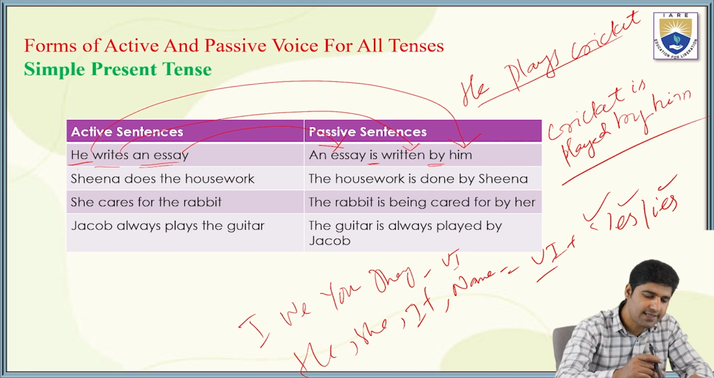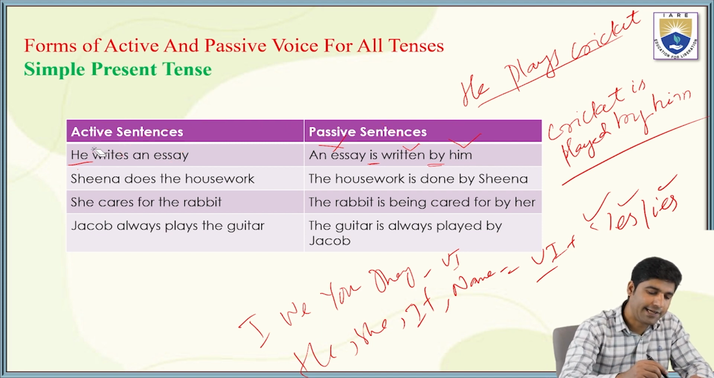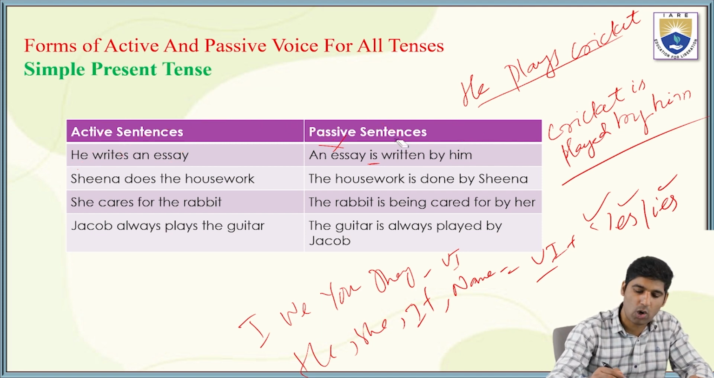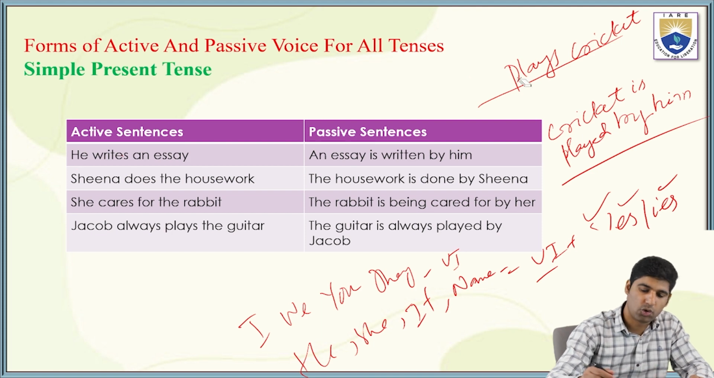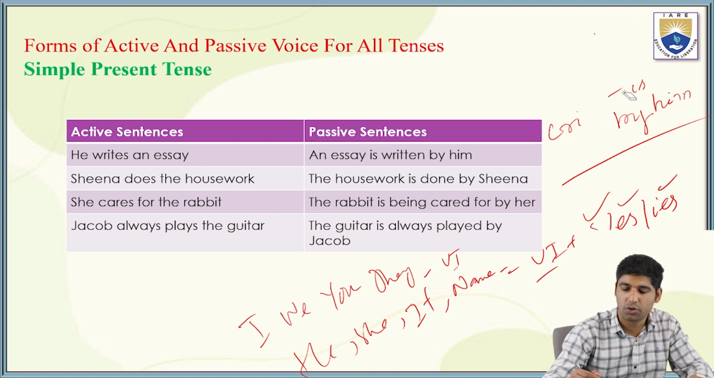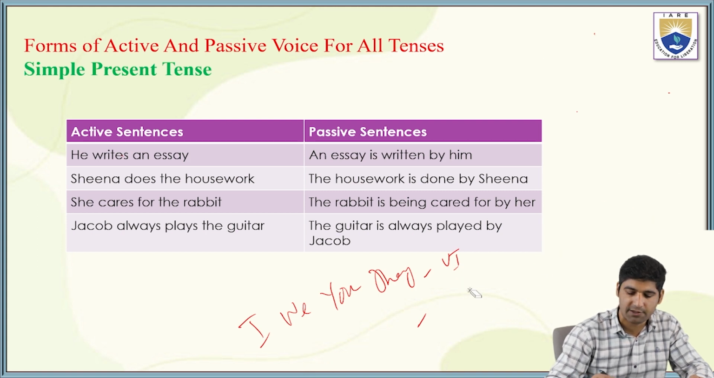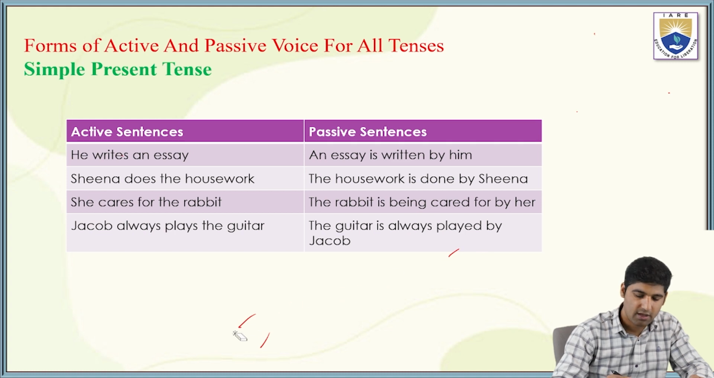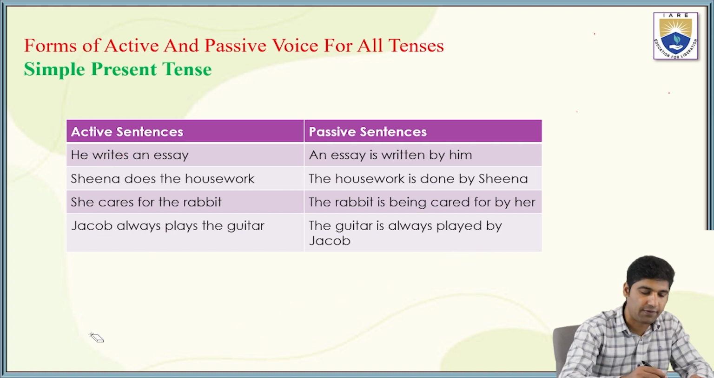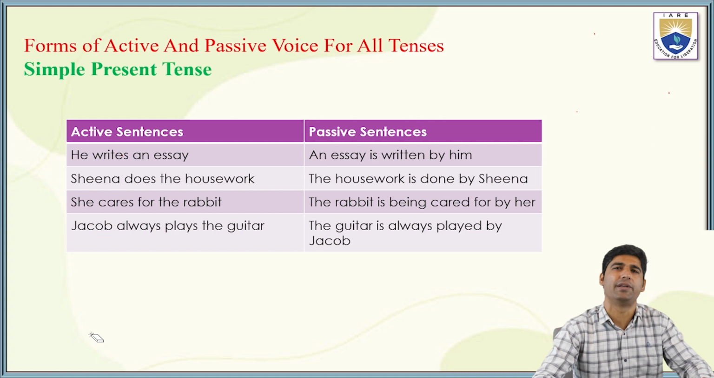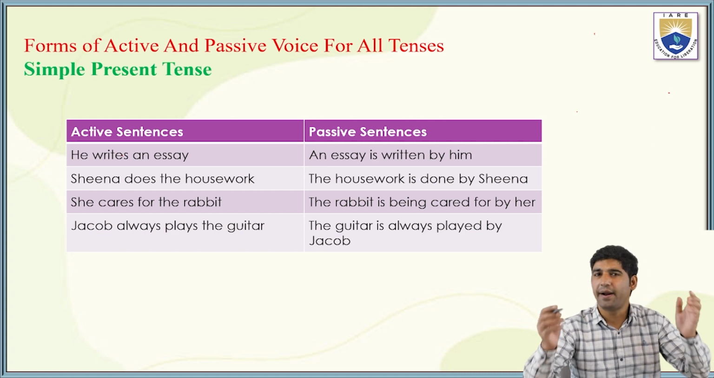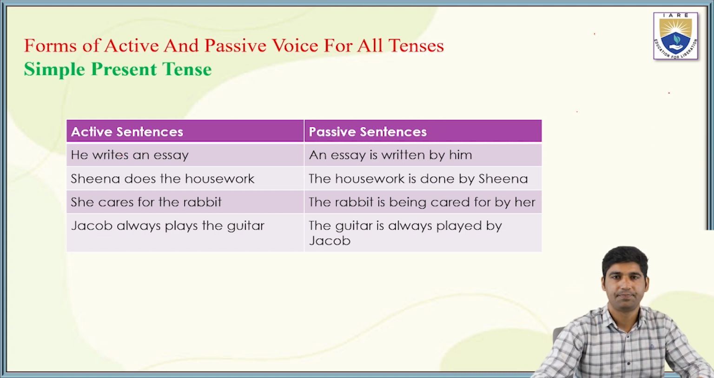So this is very easy to understand, but it requires your concentration. As long as you show your concentration here, you can find it very easy to understand, because there is no rocket science behind active and passive voice by which you can feel it is difficult to know. It's very easy to know. You only need to pay attention to certain rules.